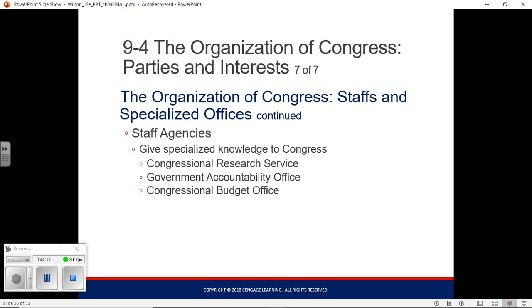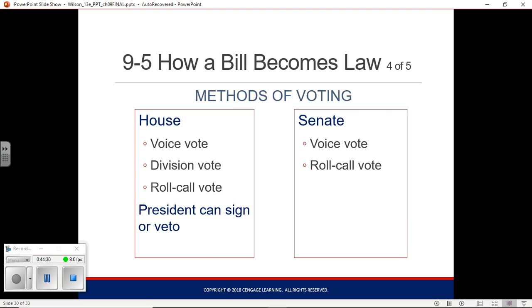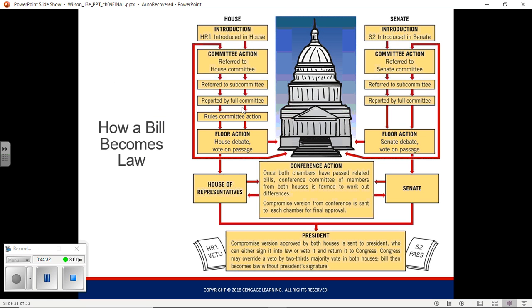Your next lecture will be the ever so popular 9.5, How a Bill Becomes a Law. I'm not trying to scare anybody off. We are going to work through how a bill becomes a law. And here, I'll just go ahead. Yeah, we're going to go through this chart. Calm down. We'll go through it slowly.